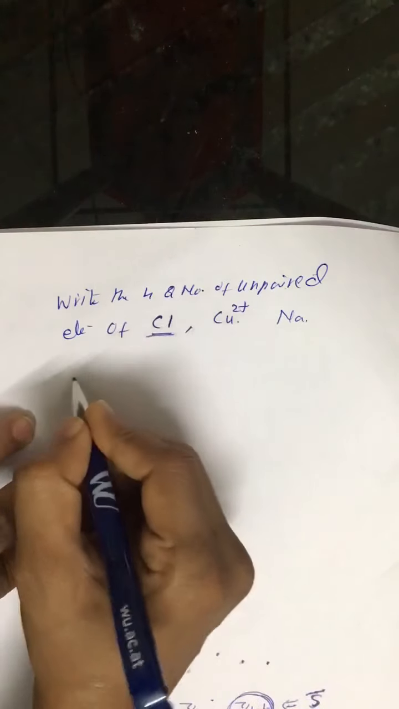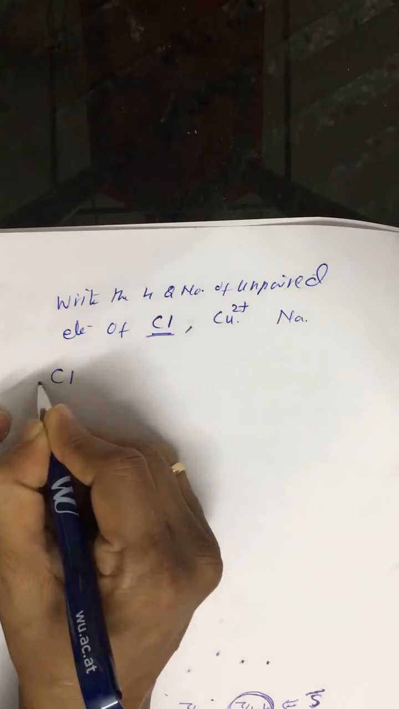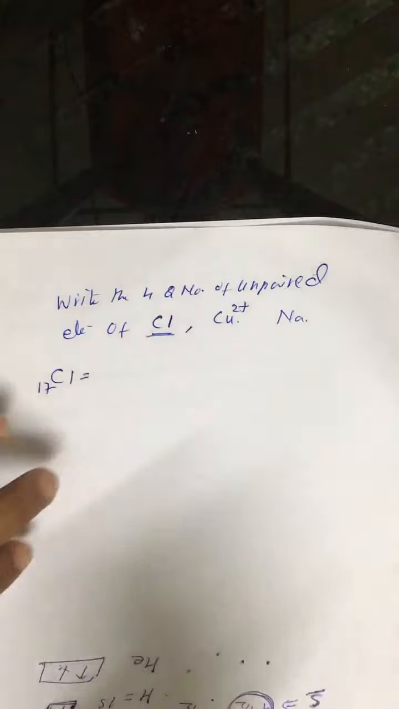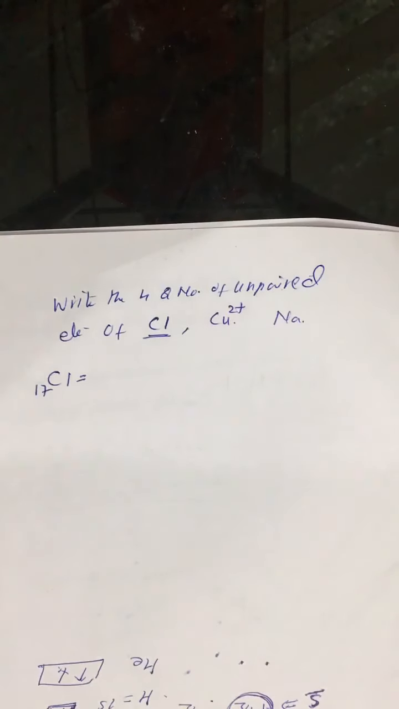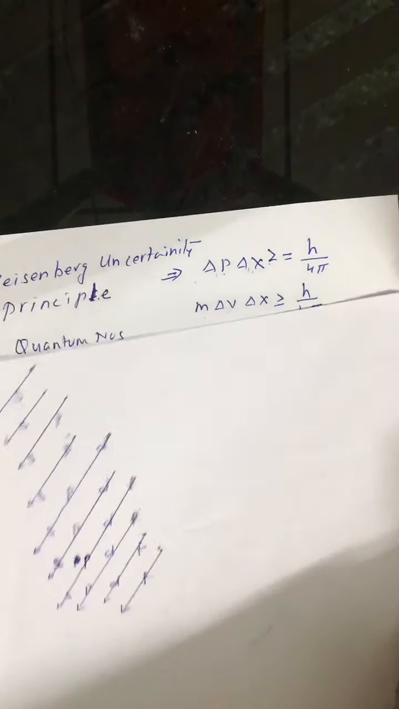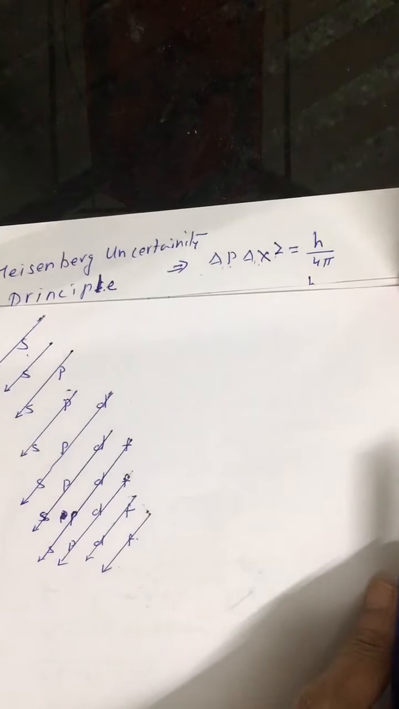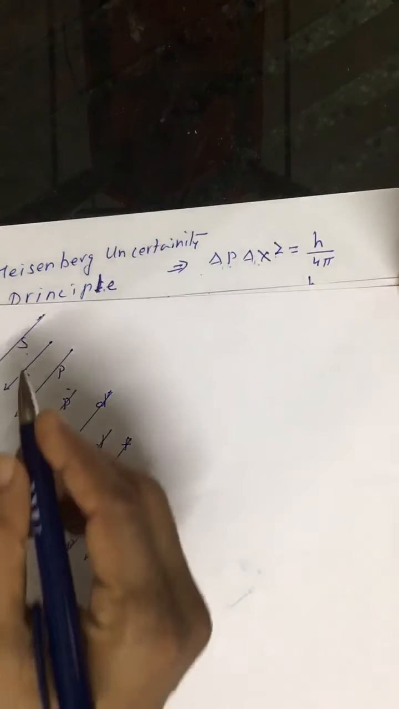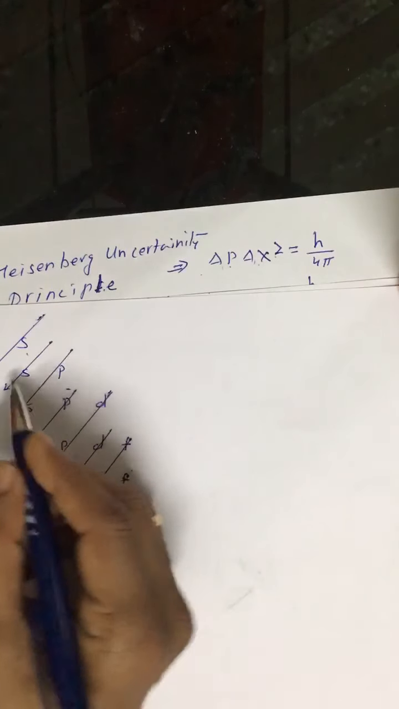So the first thing you have to do is write the electronic configuration of Cl in SPDF manner. Now comes how to write the electronic configuration in SPDF manner. To do so, you must know the Aufbau principle, that is, building up of energy.